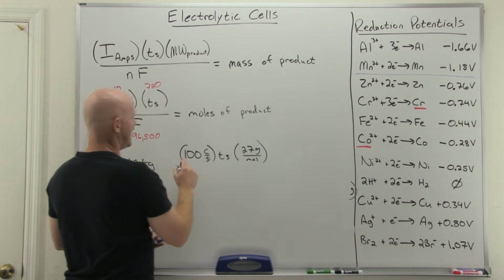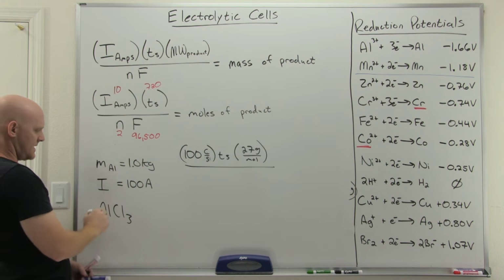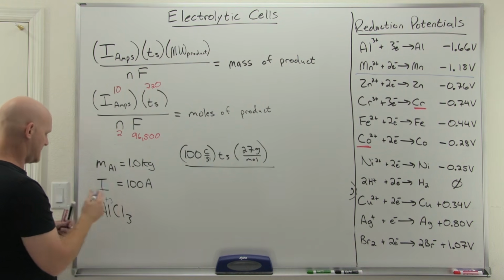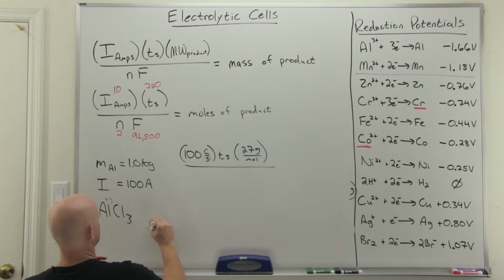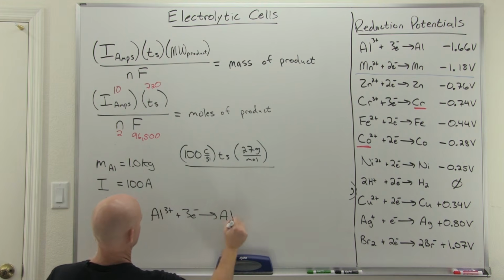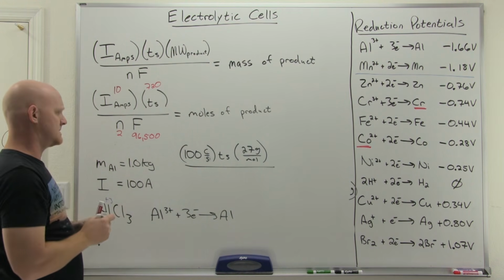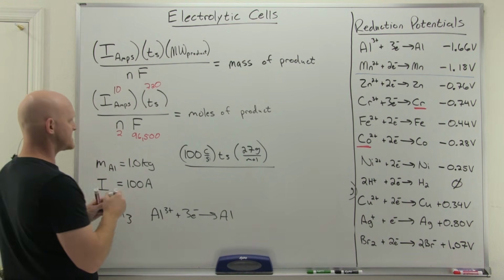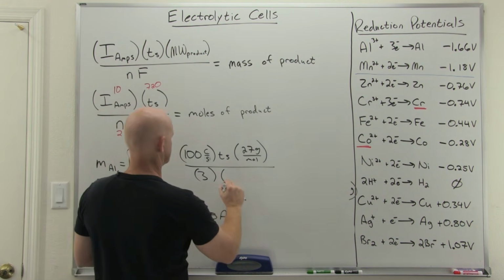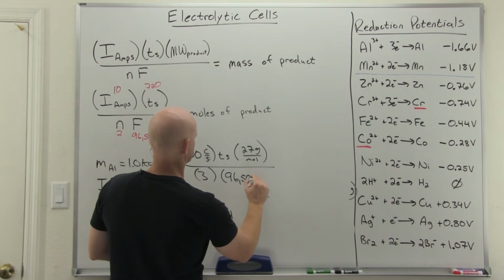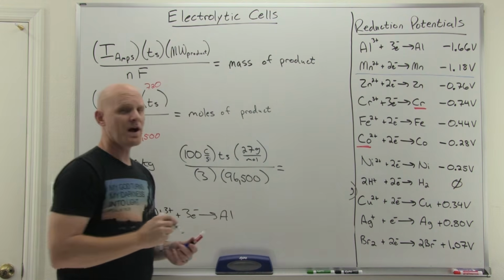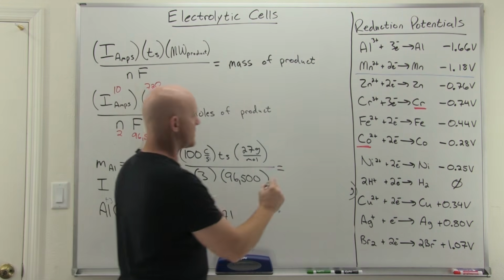Cool, and then we'll divide by N. In this case, if we're starting with AlCl3 there, aluminum is in the +3 oxidation state. And so our half reaction would be Al3+ plus 3 electrons going to Al. So in this case, the number of moles of electrons transferred is 3. And then times Faraday's constant. Cool, and lo and behold, this is going to equal not 1 kilogram, but 1,000 grams.